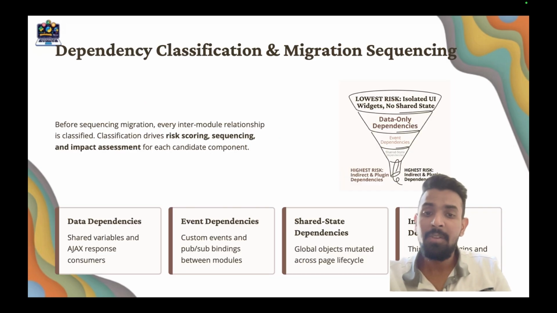Migration should never be driven only by business priority. Technical dependencies are equally important. Our approach classifies dependencies into four categories: data dependencies, event dependencies, shared state dependencies, and indirect dependencies. Understanding these relationships helps engineers estimate migration risk before writing a single line of React code.